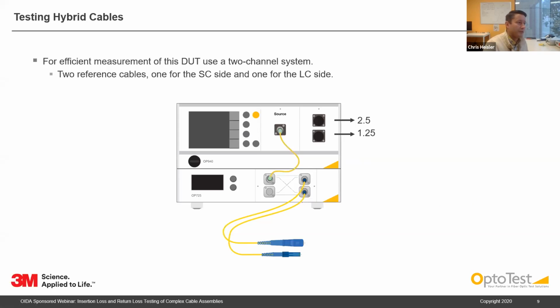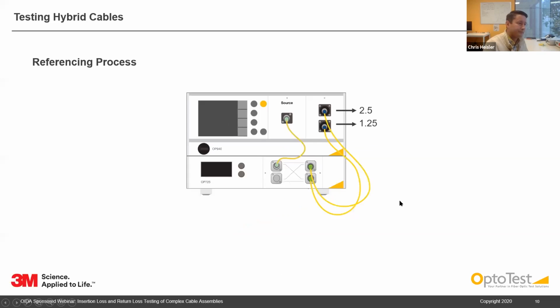So for efficient measurement of this type of DUT, we want to use a 2-channel system. We're going to have 2 switch channels and 2 optical power meter ports. On the optical power meter ports, we're going to use a universal 2.5 millimeter adapter and a universal 1.25 millimeter adapter. We're also going to use 2 reference cords, one with an SC connector and one with an LC connector.